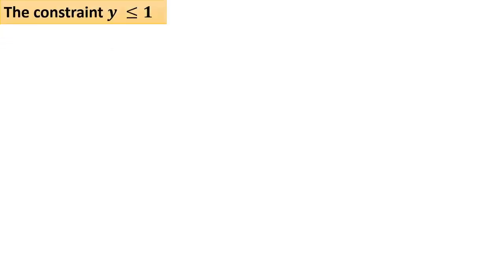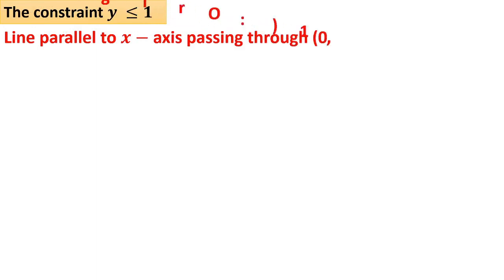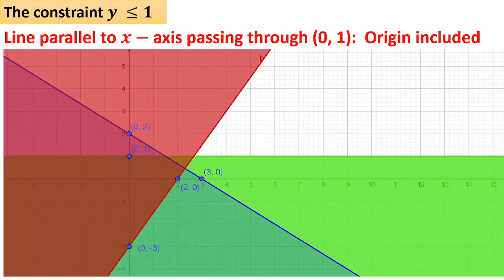The third one is a line parallel to the x-axis passing through the point (0, 1), and origin included, therefore that is the line. Now for all of them you can find out the feasible region and the point of intersection. Sometimes you may get it directly from the graph, otherwise you have to solve the equations, to see which equations are just touching it.